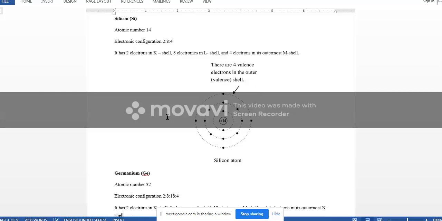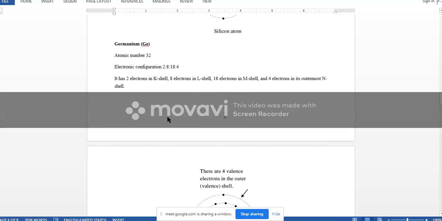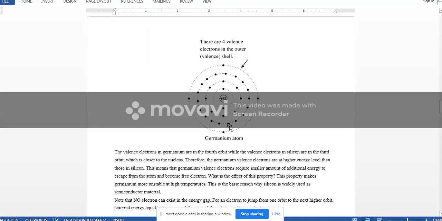We look at germanium. Its atomic number is 32, with an electronic configuration of 2 8 18 4. It means that the inner K shell has 2 electrons, the L shell has 8 electrons, the M shell, which is the third energy level, has 18 electrons, and the outermost N shell has 4 electrons. This is the electronic configuration and arrangement of electrons in the atom of germanium. So as you can see, we have 4 valence electrons in the outermost energy level.